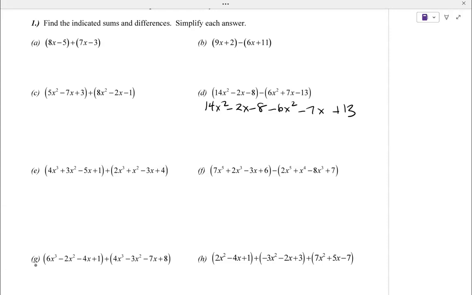All right, so now what can we combine? Yeah, the 14x squared and the negative 6x squared gives us 8x squared. Good. What else can we combine? Yeah, the negative 2x and the negative 7x gives you negative 9x. Good. The negative 8 and the positive 13 gives you 5. Good. That's how that one would simplify.